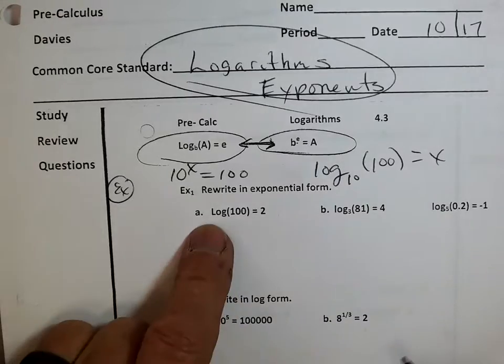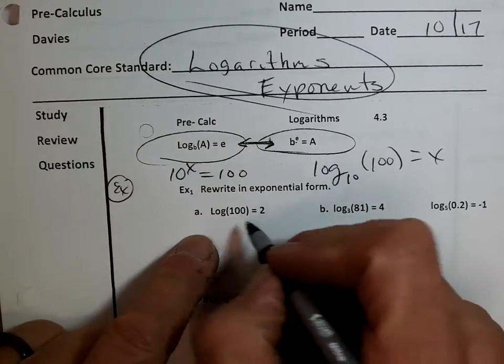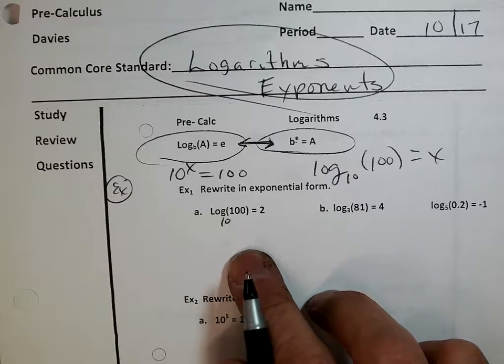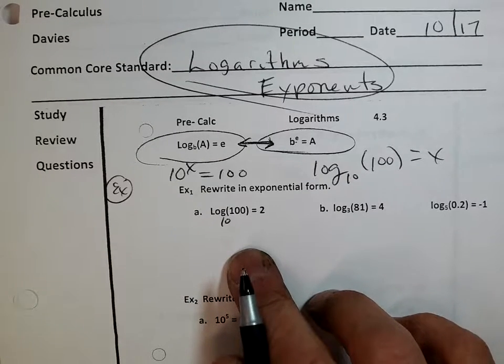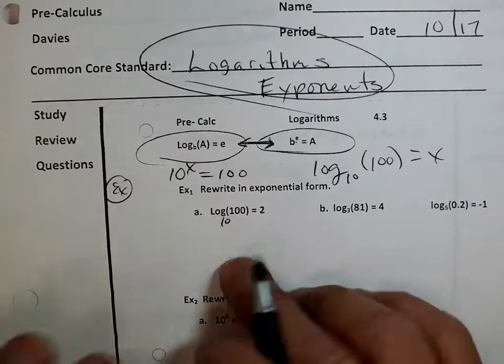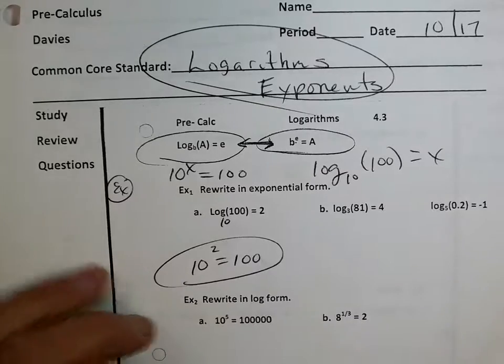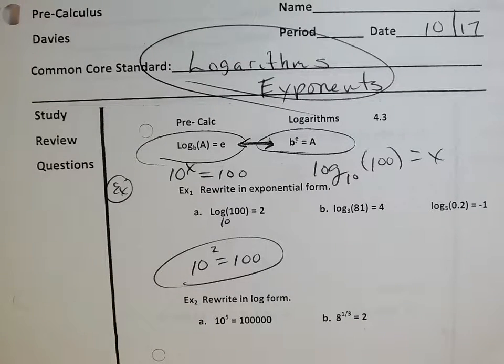All right, let's take a look at A. Base 10, the invisible base. So tell me, what's the answer to A? Transpose it into exponential form. 10 to the second equals 100. Boom! 10 to the second equals 100. Will everybody else catch up? Do you see what you did?